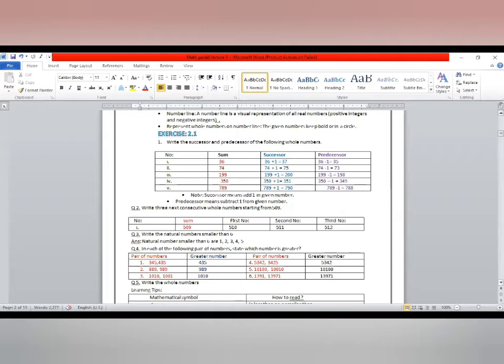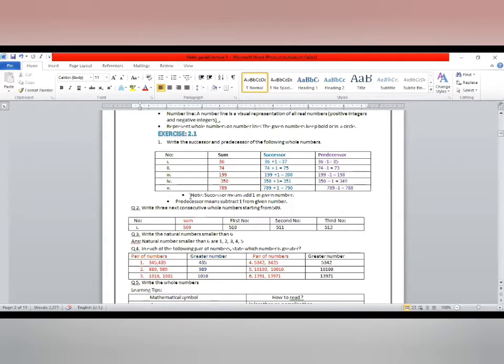Now here in the fifth, 789, successor is obtained by adding plus 1 and the successor will be 790. Similarly, for 789, predecessor we get by minus 1 and it will be 788. Dear student, question number 1 is completed. That was about the successor and predecessor.